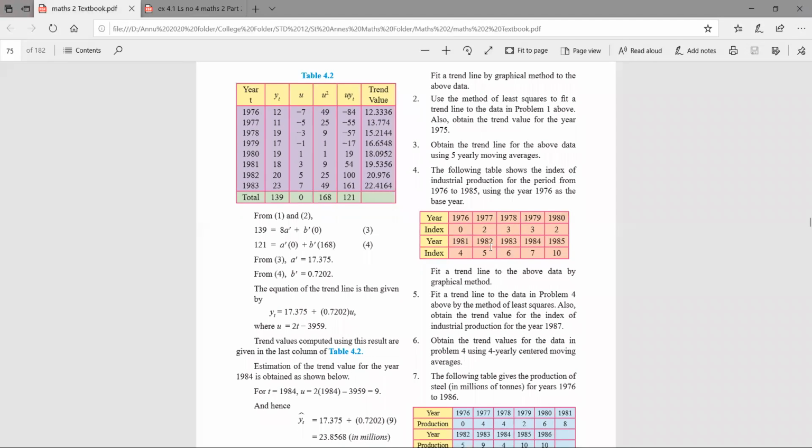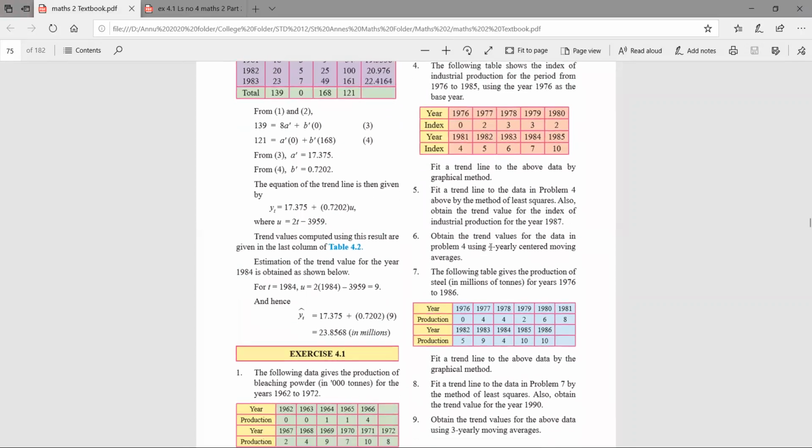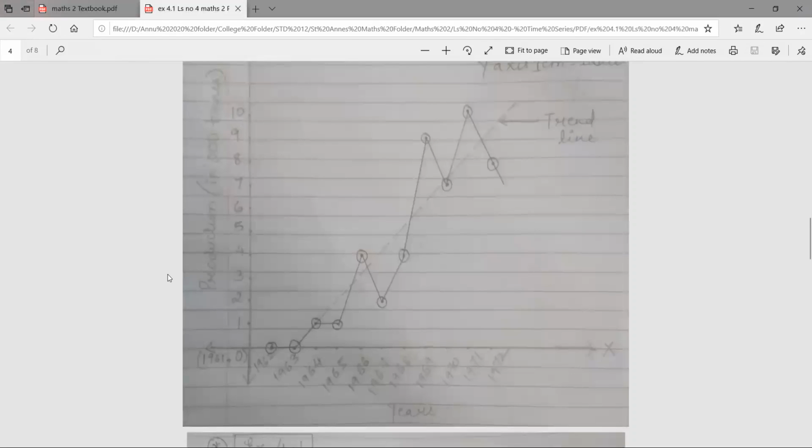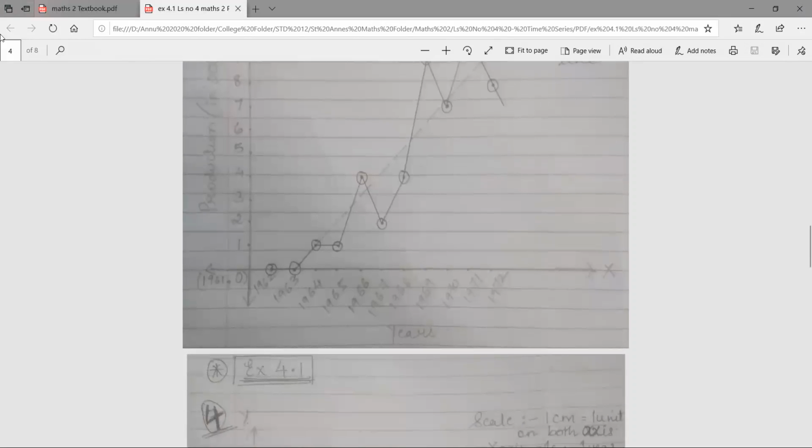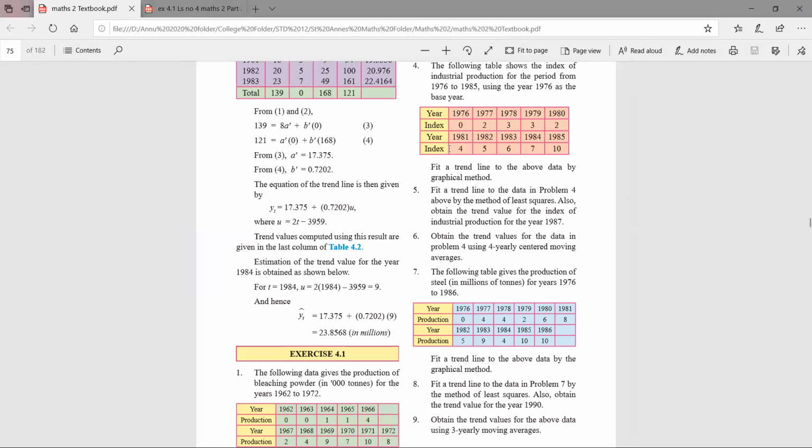You have to plot a trend line for the following data. So coming to similar kind of sums, sum number 4 and sum number 7. So we have solved both the sums. So let's see how to do it. Next, we are jumping on sum number 4. The following table shows the index of industrial production for the period 76 to 85 and you have to take 76 as the base year. Remember class, index numbers, base year, current year. All right. Fit a trend line to the above data by graphical method.